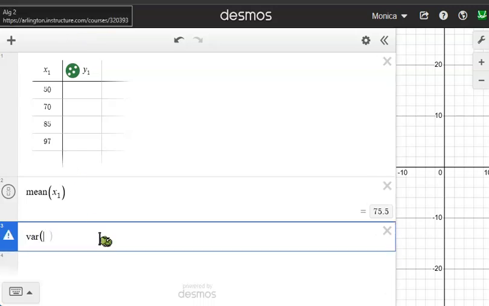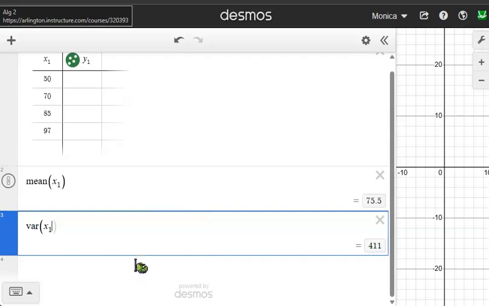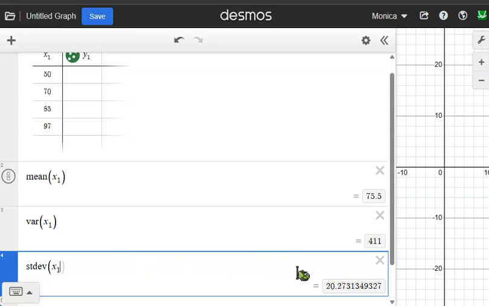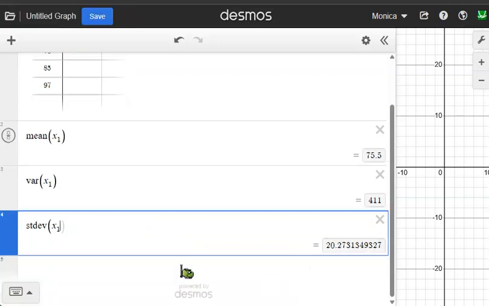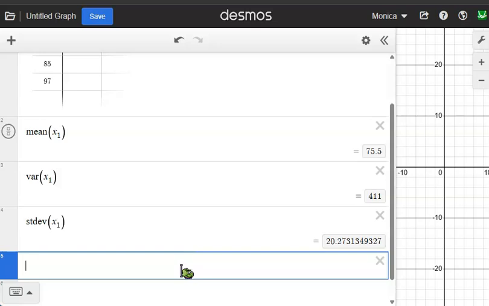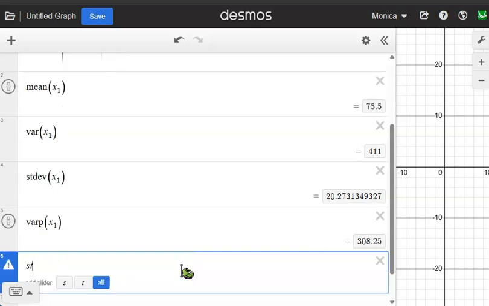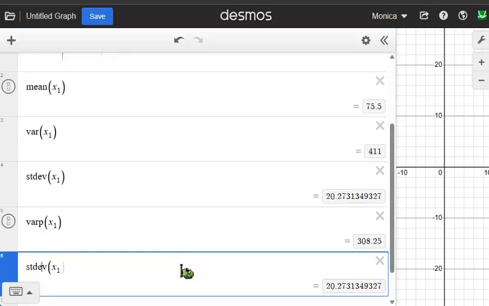To find the variance, put VAR, x1. You get the 411, and then the standard deviation is at 20 point something. Now, if you want to find the population instead of a sample, just add a P next to variance and standard deviation. What do you notice about the difference between the sample variance and standard deviation and the population variance and standard deviation?